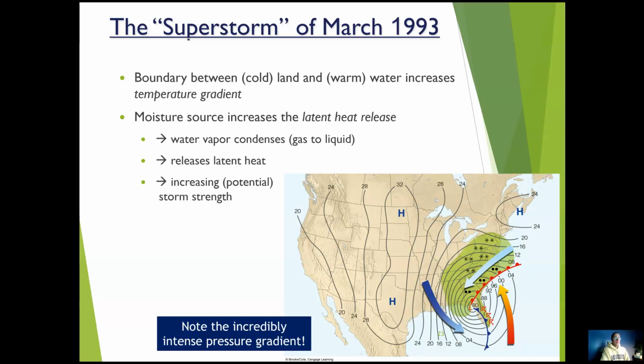But here is a little bit about the storm, the superstorm of 1993. Getting to be a lot of years ago, but still one that is brought up quite frequently when talking about some of the more intense nor'easters that have affected the United States within the last 50 to 100 years. Here again, we see a strong boundary between the cold land and the warm water.